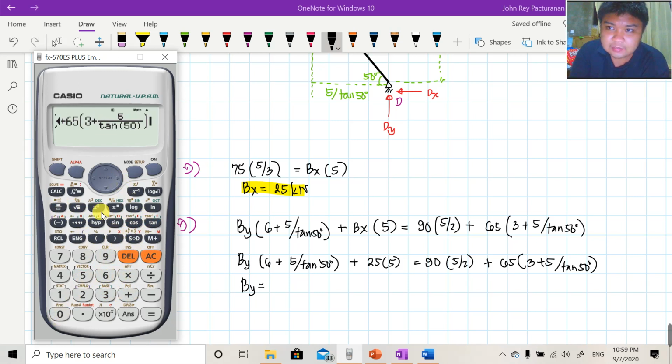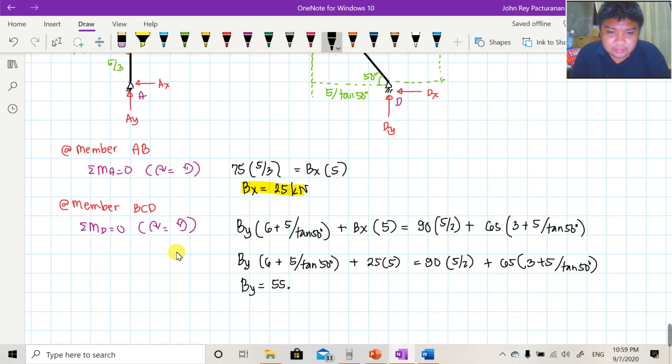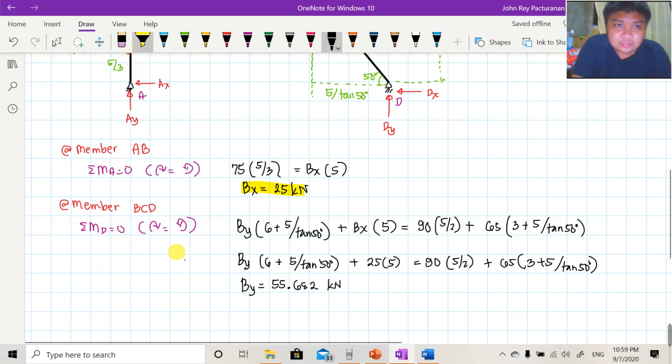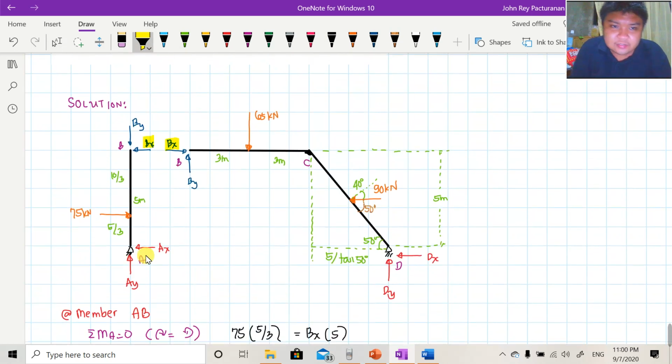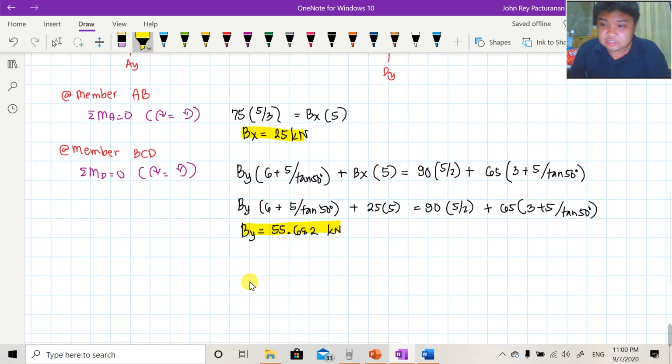Tama ba? Yes, may tama ka. So, therefore, solve for x tayo. Ang mahahanap natin, class, na reaction ay 55.682 kilonewtons. Sige, sulat lang natin. 55.682 kilonewtons. So, highlight ko na siya. Ayan, nakadalawa na tayo, class. So, highlight ko na rin, bilang palatandaan na nasolve na natin siya.